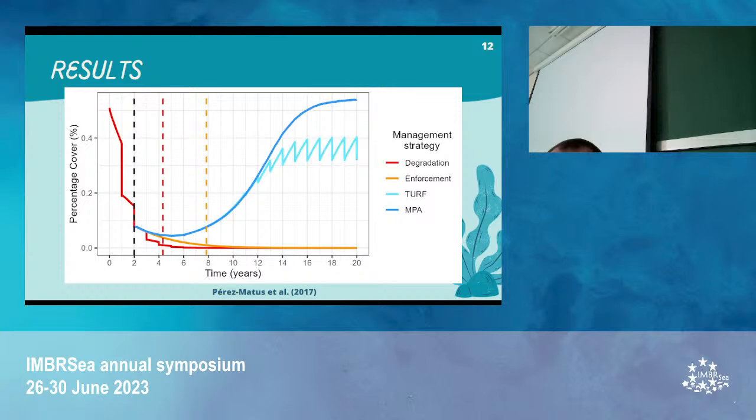Then we have two other scenarios, which are the implementation of a territorial user right fishery regime and the implementation of a marine protected area. In the TURF, we have the enforcement of all the extraction guidelines, whereas in the marine protected area, there is prohibition of harvesting.